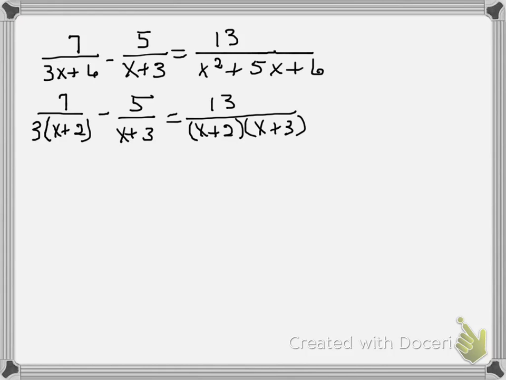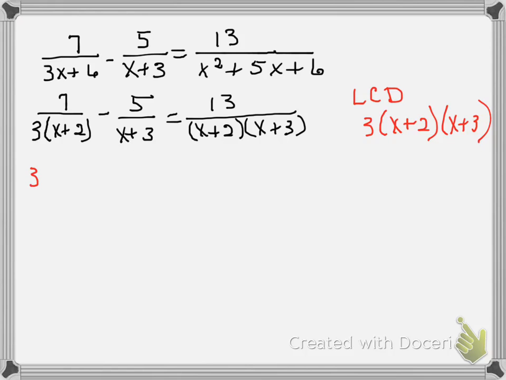So our least common denominator will be a factor of 3, a factor of x plus 2, and a factor of x plus 3. So we're going to multiply every term, or both sides, by that least common denominator.